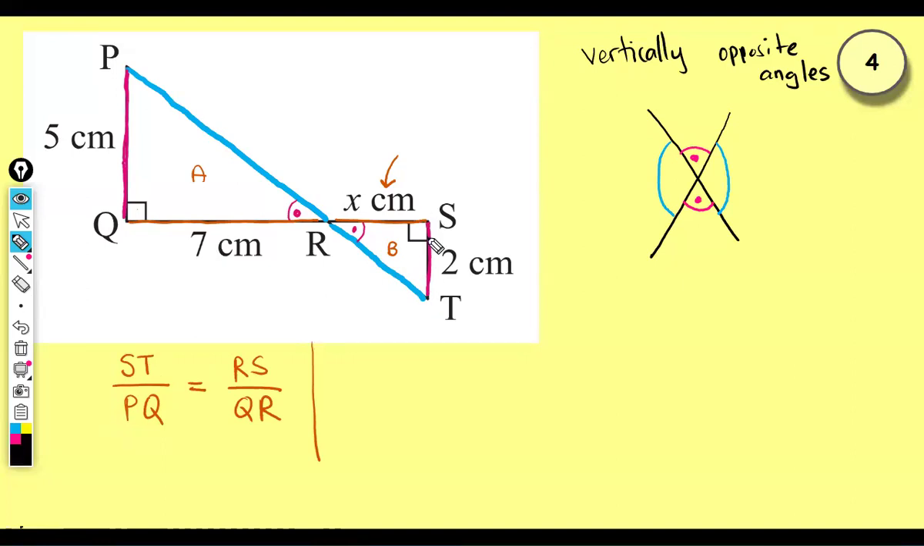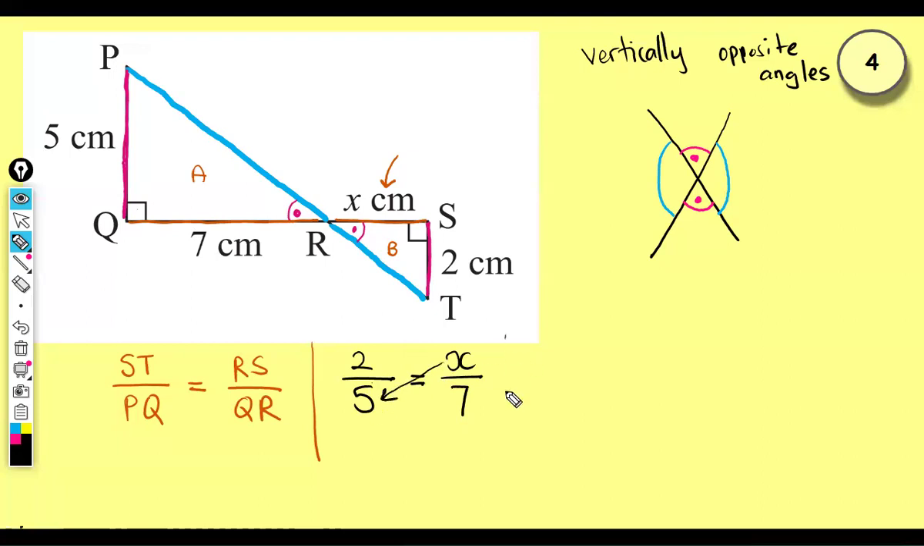ST is 2 divided by PQ, which is 5, is equal to RS. Where's RS? RS is X. That is what the examiner wants us to find, divided by QR, which is 7. It's just a matter of cross multiplying now.